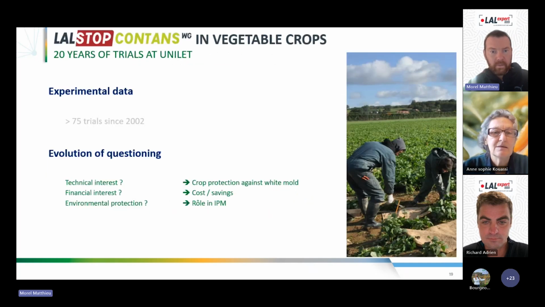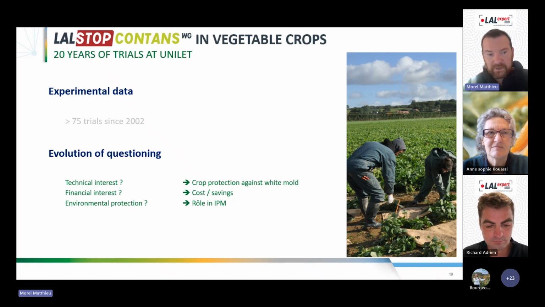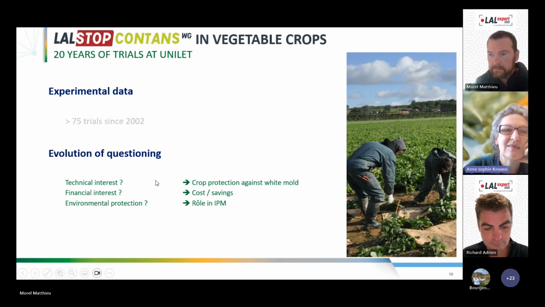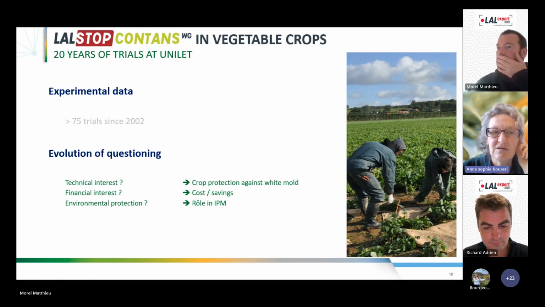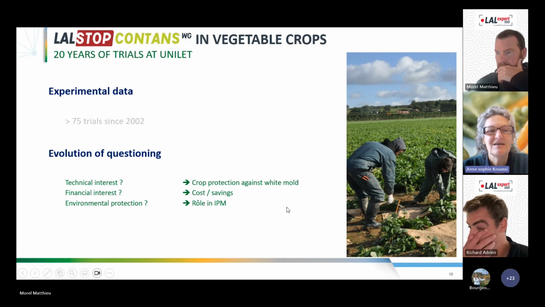And now Sophie will present all the experience that UNILET had in the past with Contans, all the trials that they have performed, and she will present a few of them and also the technical recommendation around the product. Yes, and if I may, I will tell you the story of Contans, which started 20 years ago. Since 2002, we conducted 75 trials with Contans. During this story, there was an evolution of questioning, which was following the evolution of the problems in France and the agroecological transition.